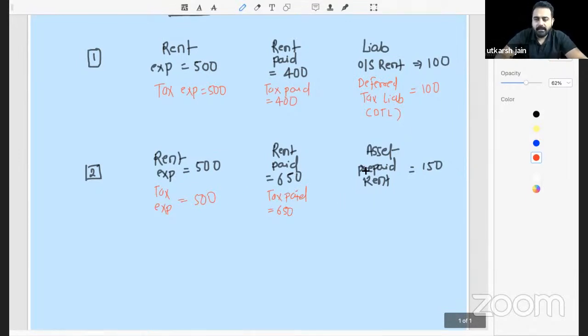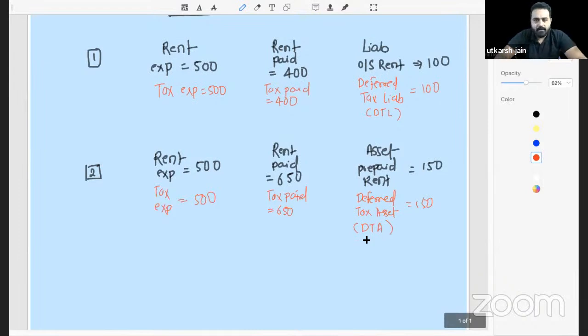What do you think we do now? Now we create an asset. Can you guess the name of the asset? What do you think we should call this asset? I was supposed to pay 500. I paid 650. So we have to create an asset. Guess the name. Yes, deferred tax asset. Deferred tax asset of 150. So we'll just be calling this DTA.